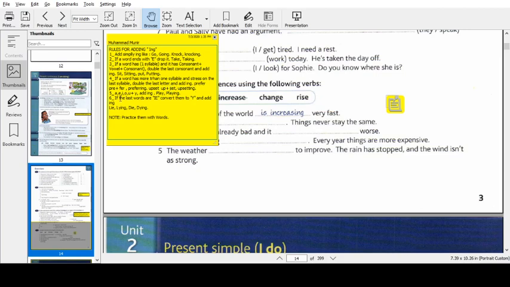Setting. Number 5. These are the vowels A, E, I, O, U plus Y. If you find vowels at the end of any word, simply add ing. Play, playing. Last. If the last letters are IE, convert them to Y and add ing. For example, lie. Look here, it has IE. You have to delete IE and add Y and ing. Lying. Here is die. You have to delete IE and write dying. Please practice with your words.